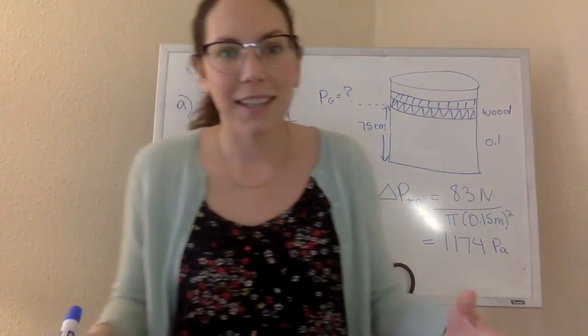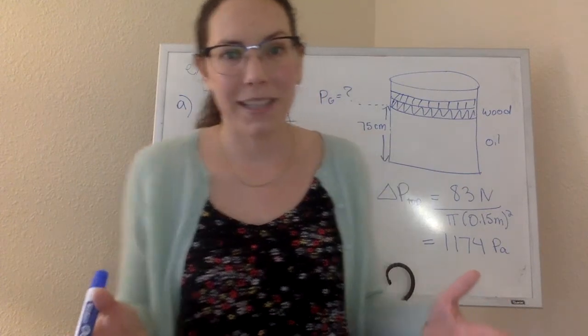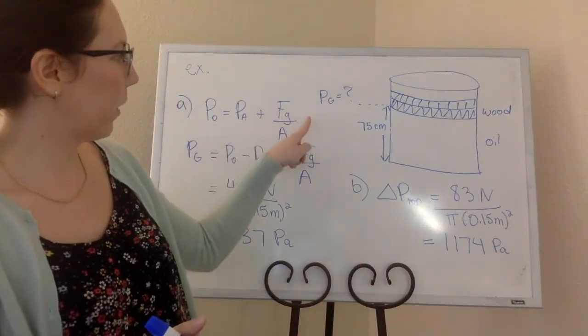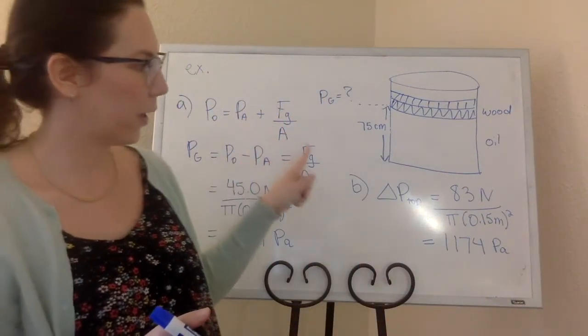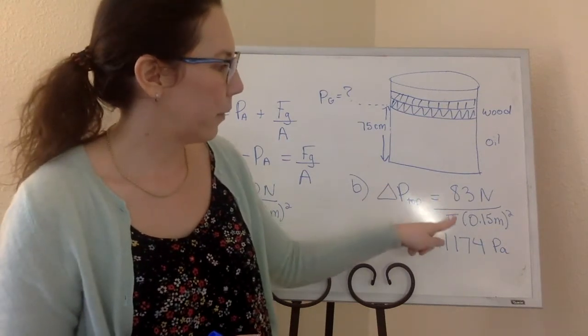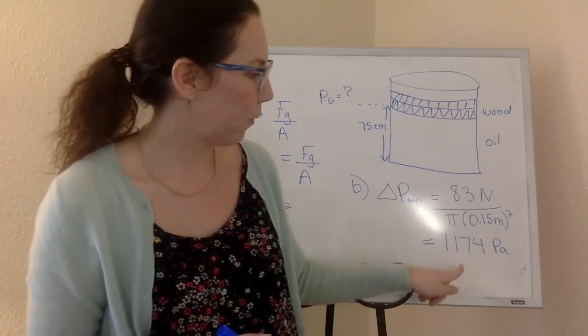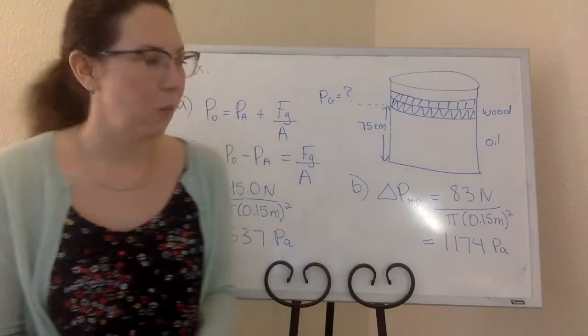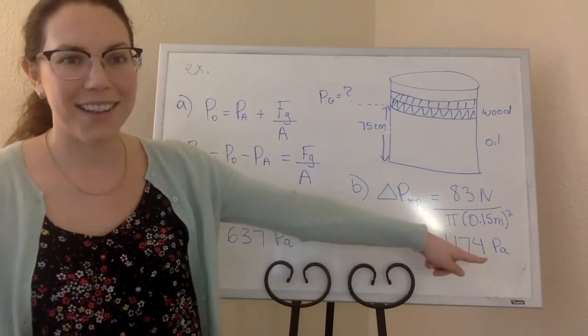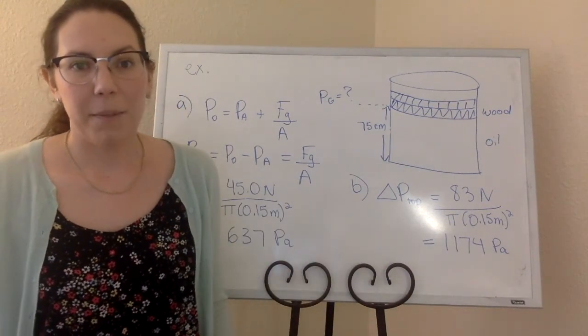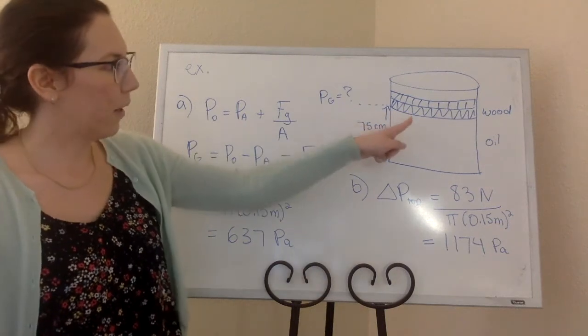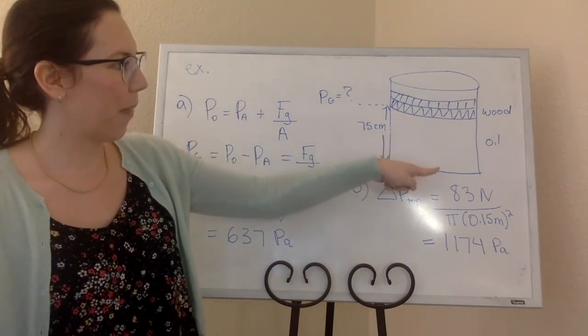So we can calculate the change in pressure at the top. We would essentially be adding in another force per unit area to our pressure term. So that's 83 newtons over the same area as before, giving 1,174 pascals. All right, but it asked, that's at the top, it also asked for halfway down and at the bottom.